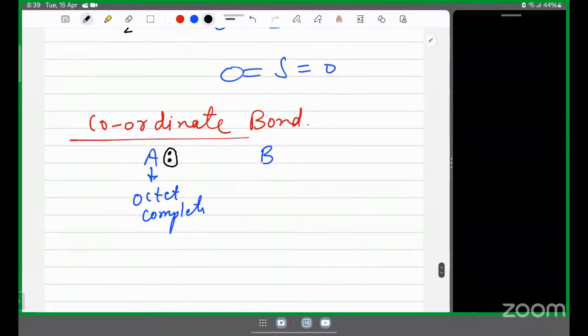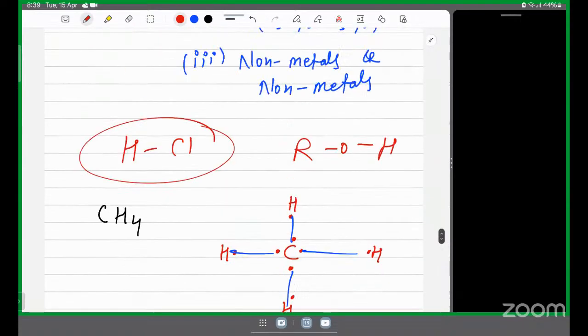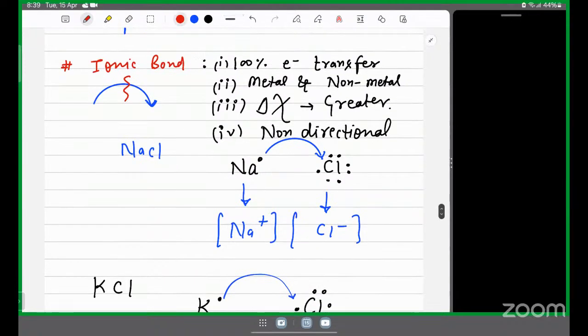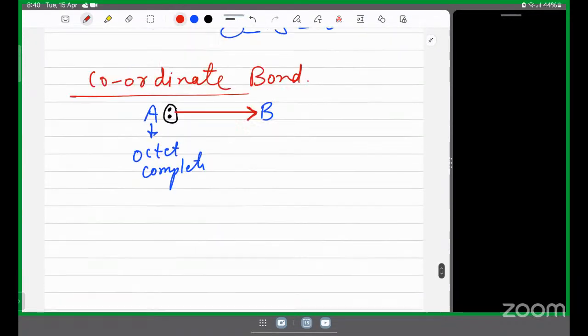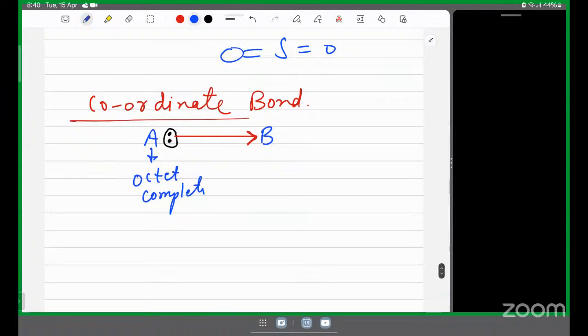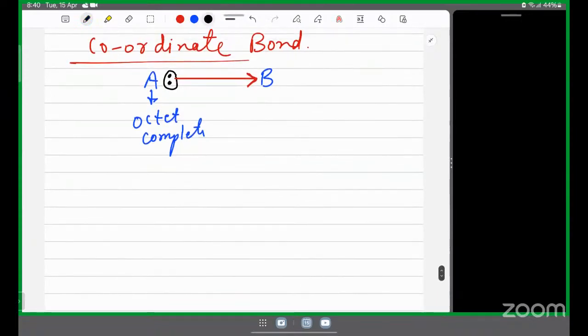So 2 electrons will be given to atom B, with the bond represented by a straight arrow. In ionic bond, we have a curved arrow, and in coordinate bond, we have a straight arrow. For example, SO2 is a good example.